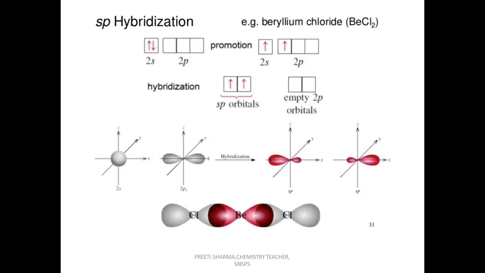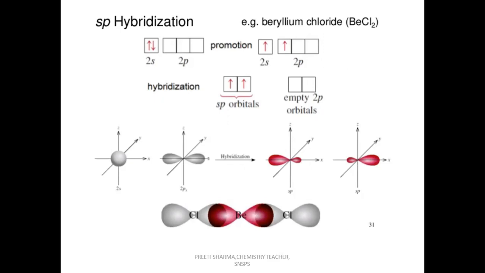But what happens when the excitation phenomenon occurs? What is the excitation phenomenon? When an electron gains some energy, it jumps from the ground state to the excited state. So after promotion, by gaining the energy, the electron jumps from the 2s orbital to the 2p orbital. Now we have two unhybridized orbitals and they can participate in hybridization.